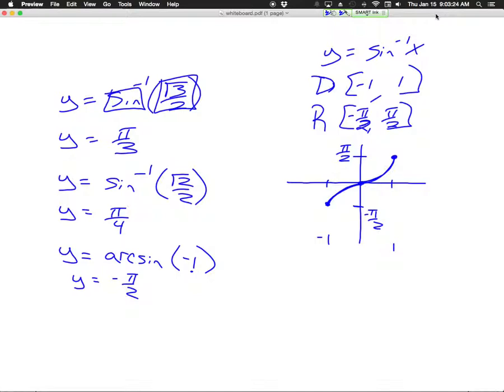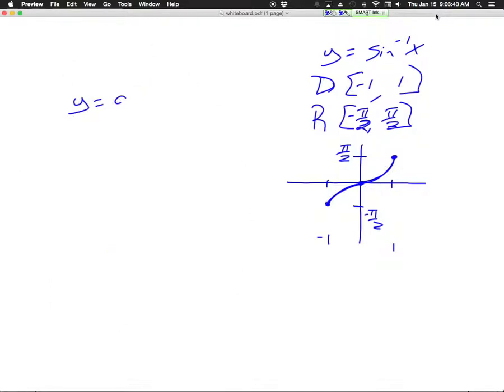Say it again. On sine, yes. On inverse sine, negative 1 will always give me negative pi over 2. Is that what you're asking? Yes. Okay.